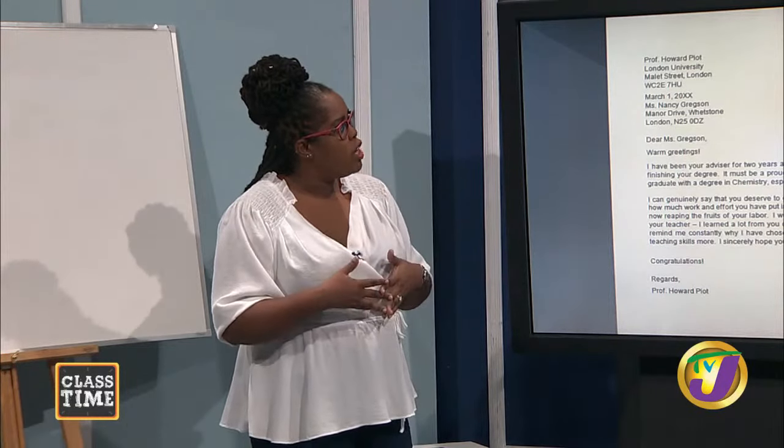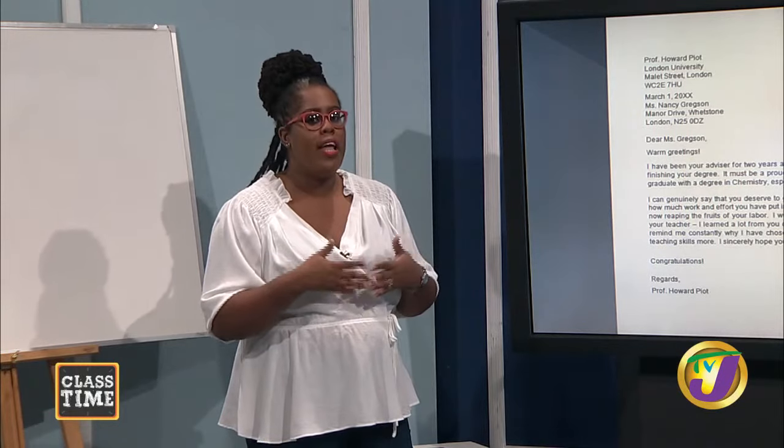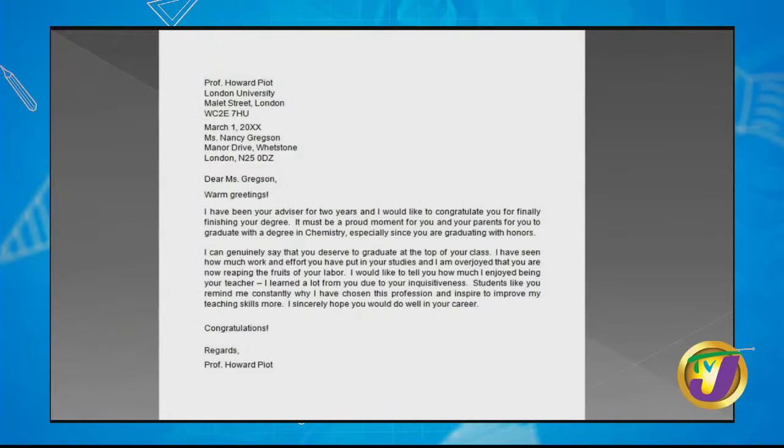So on screen, we have a formal letter of congratulations. Now, what do we notice here? We notice that this is a complete letter. There's no part left off. We see here that there are two addresses. The first address is the sender's address, and then we have the date, then we have the name of the person to whom the letter is going, and then we have the address.